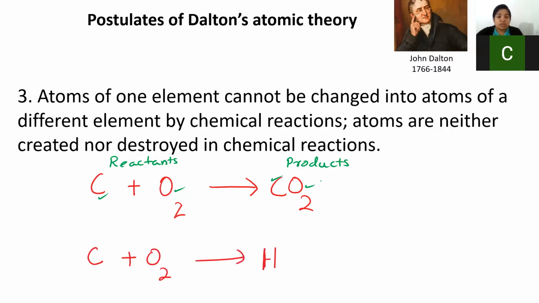So in other words, if I try to show it like this, carbon and oxygen combining, you cannot suddenly convert a carbon into a hydrogen. So this kind of thing cannot happen. This doesn't happen because we do not create or destroy atoms in a chemical reaction. So that is his third postulate.